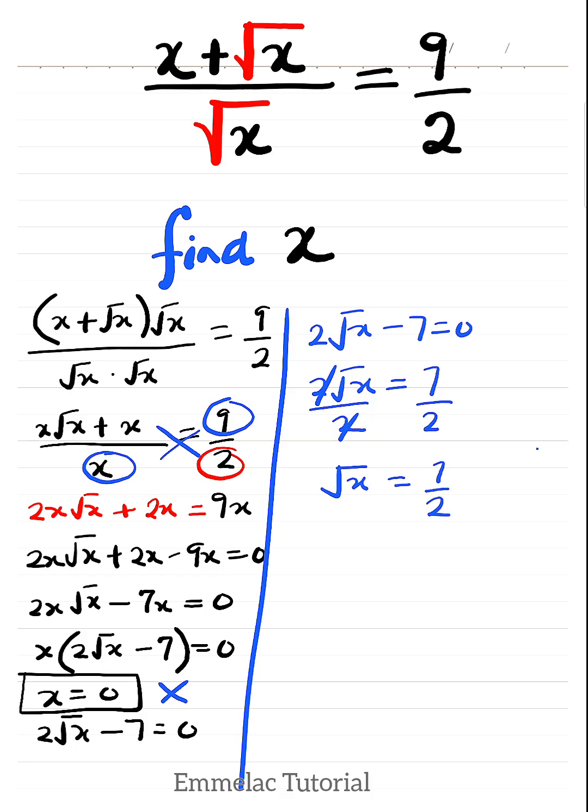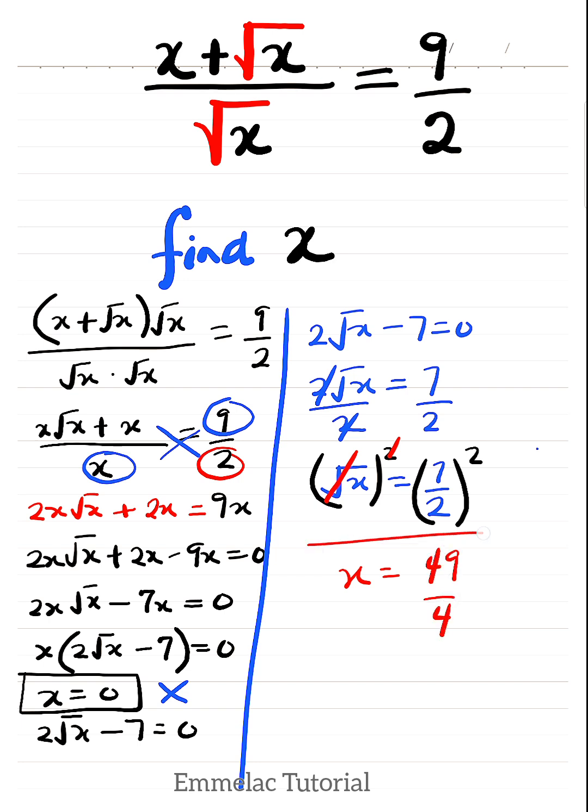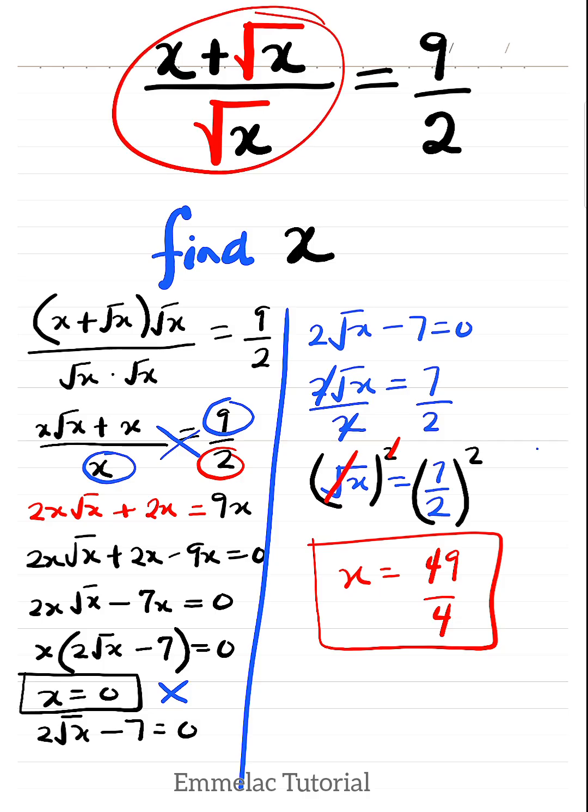So all we just need to do now is to raise both sides to the power 2. This is to help us to clear the radical on the left hand side. So this clears up this. We are left with what? x equals 49 all over 4. Final answer. And if you plug in the value of x into the left hand side, it will definitely give you 9 over 2.